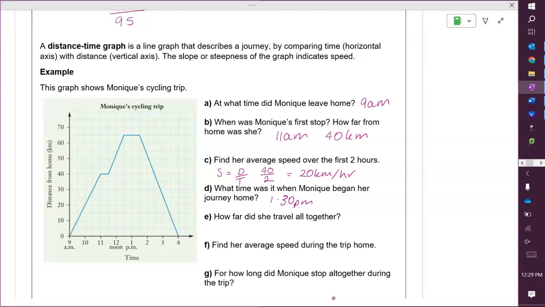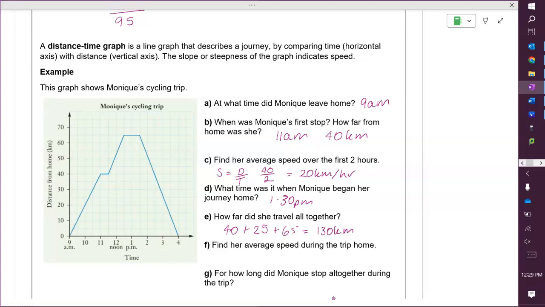And how far did she travel altogether? Well, she's travelled 40 kilometres here, and then we've travelled another 25 kilometres here, and then home is another 65 kilometres. So if we add all those together, we're getting 130 kilometres.